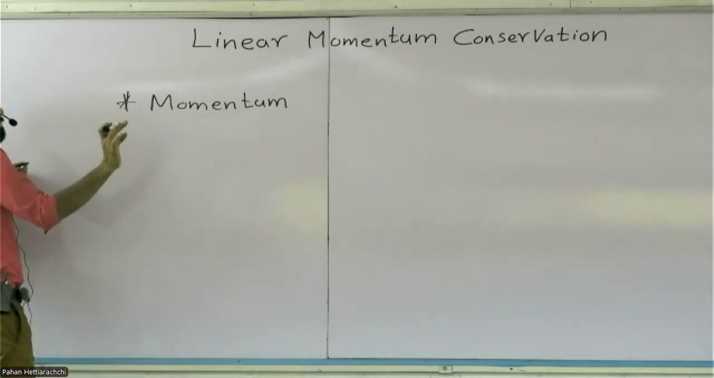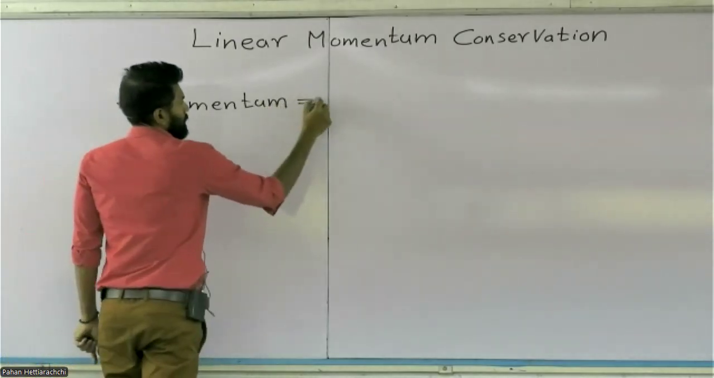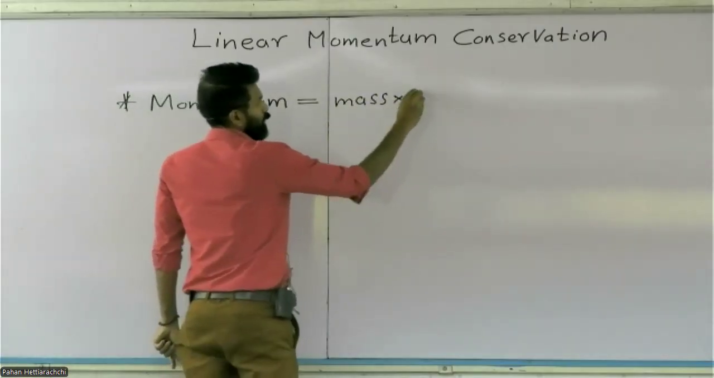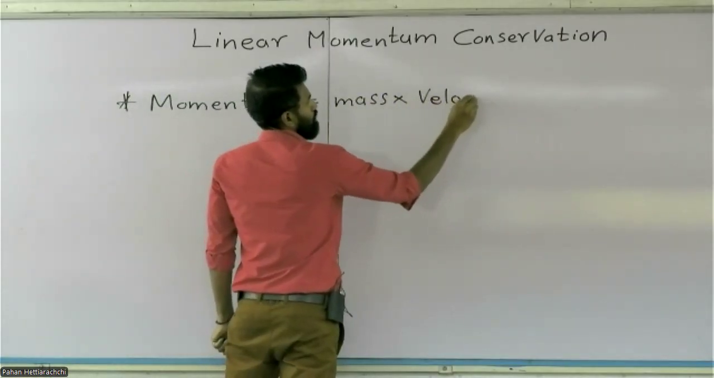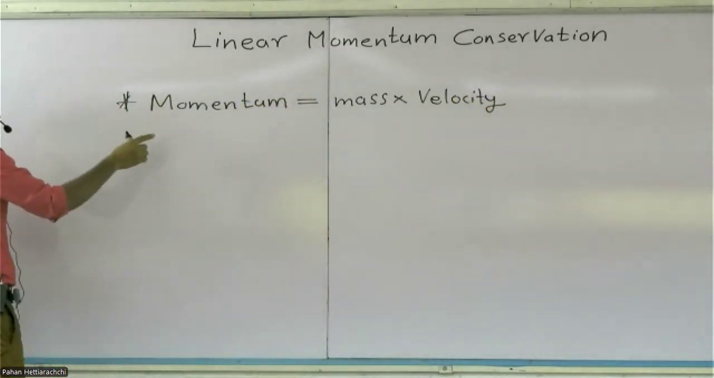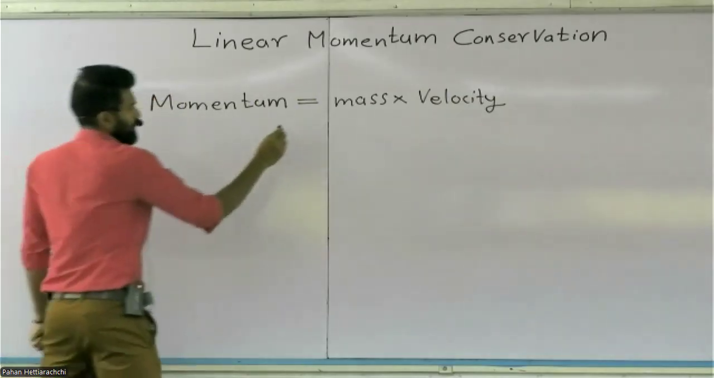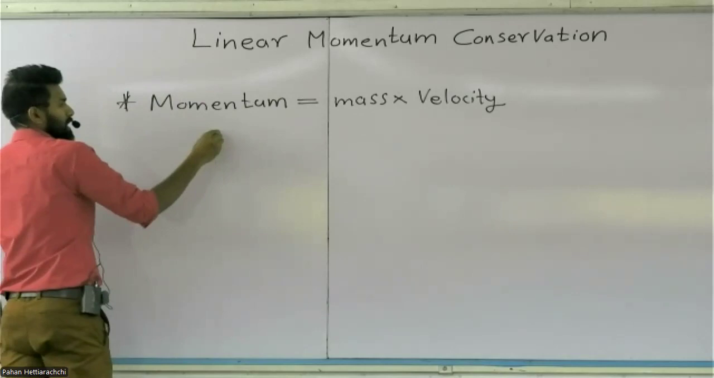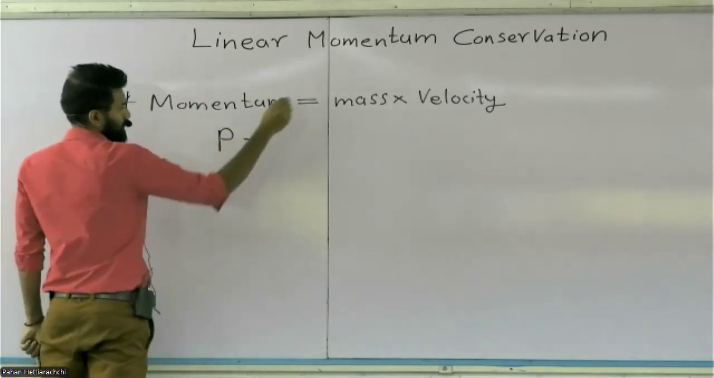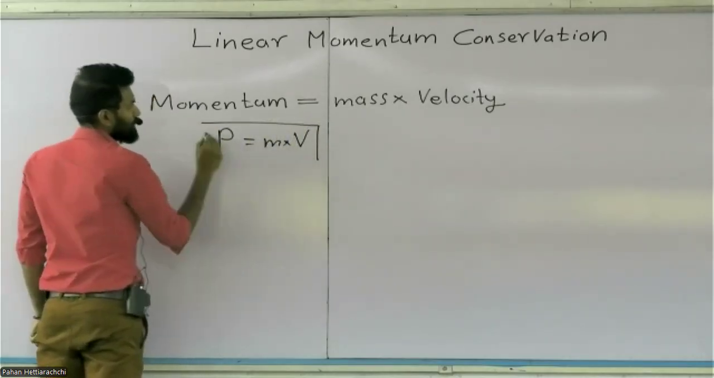Now, when we come to momentum, momentum is the physical quantity derived by multiplying mass by the velocity of the object. As an equation, momentum is given by P, mass is m, velocity is v. So simply we say P equals mv.